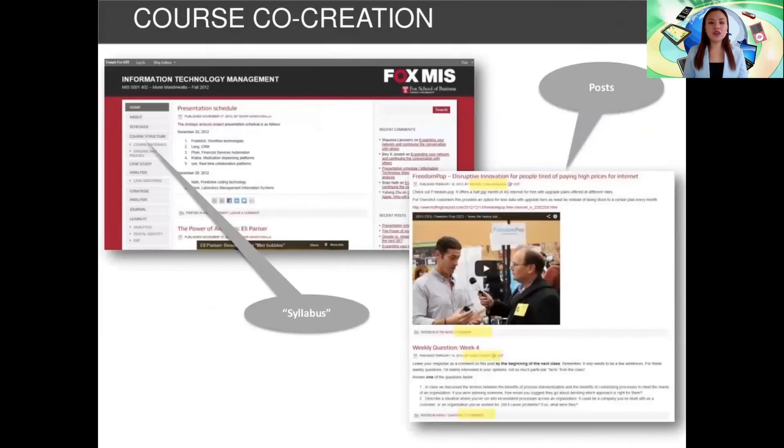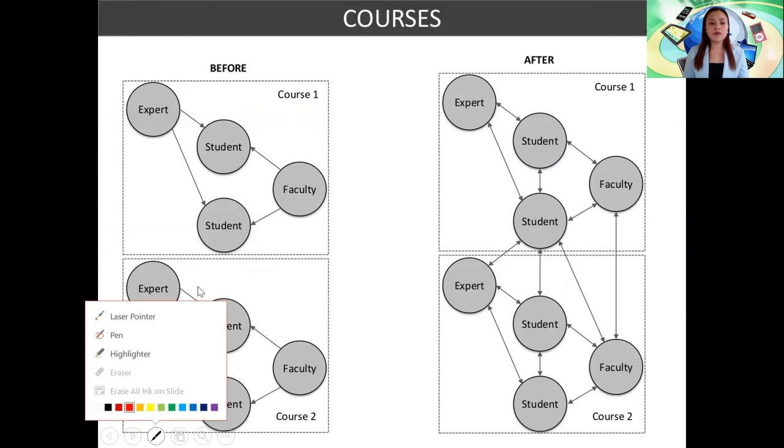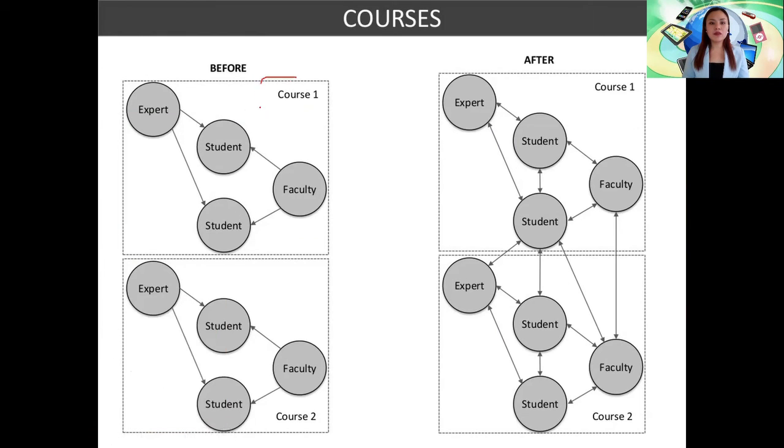Then courses co-creation. This is the continuation of the community platform, from the traditional courses all the way to the new one. You can see the post again, and then they have their own syllabus. For the courses before, you can see here we have our course 1, and then we have our course 2. When you are looking at course 1 and course 2, they are specifically not related to each other, or not connected to each other, for before.